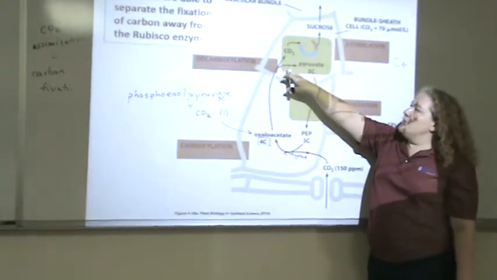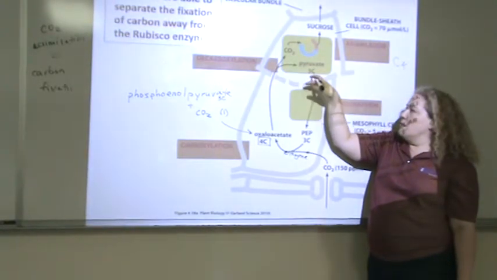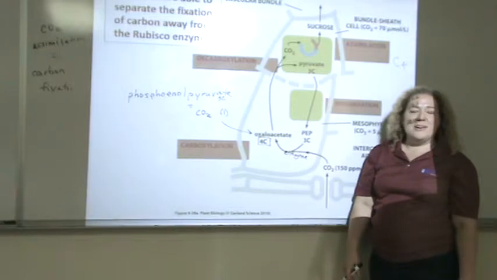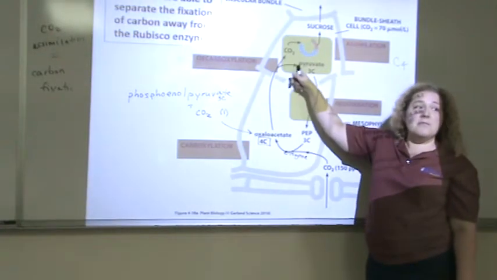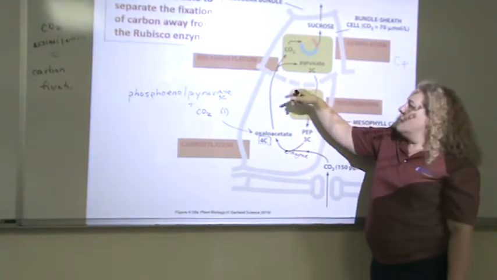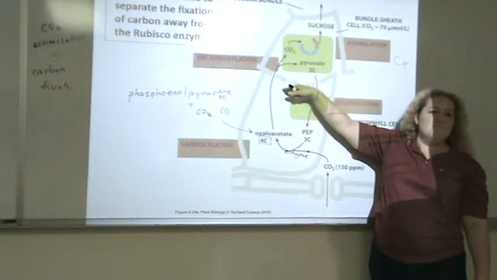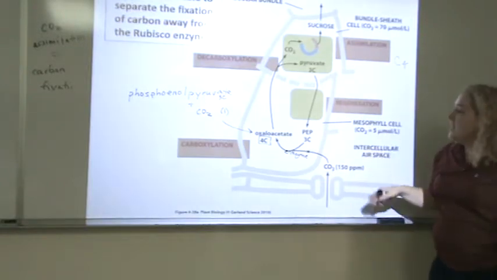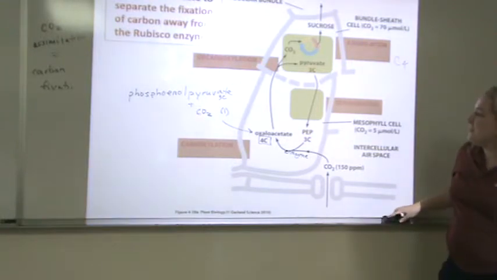can move over into the bundle sheath cells through these holes, which are what? What are those holes? It's been a while. Plasmodesmata. This is small. This can fit through plasmodesmata. You know what can't fit through plasmodesmata? Enzymes, like Rubisco, and this enzyme, which has a name. It's PEP carboxylase, I just remembered. PEP carboxylase. You don't have to know that.